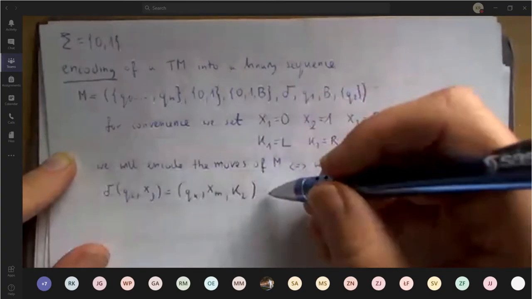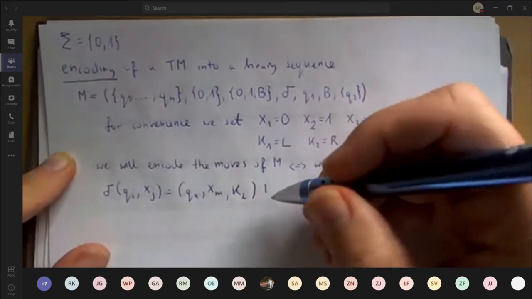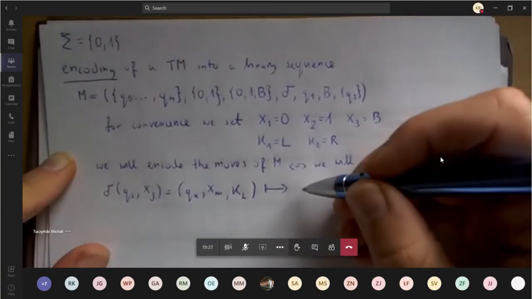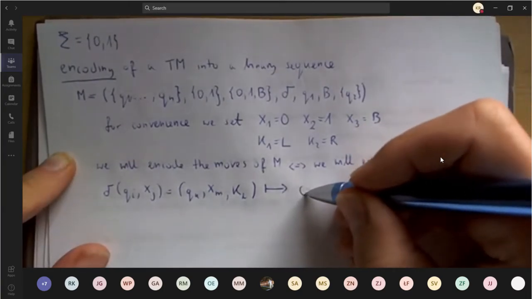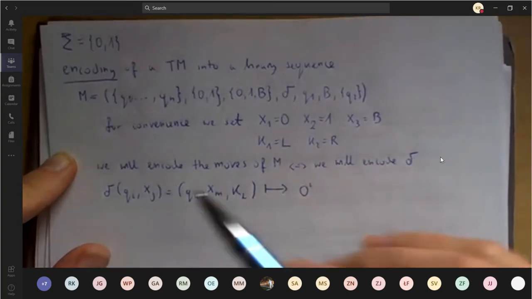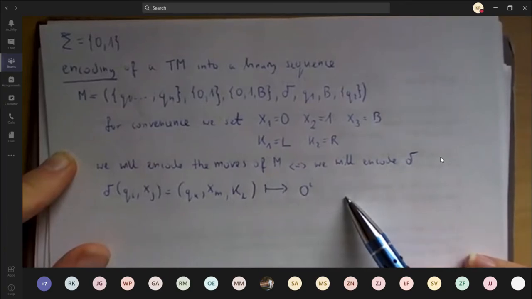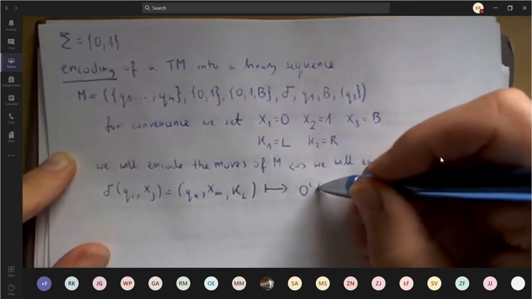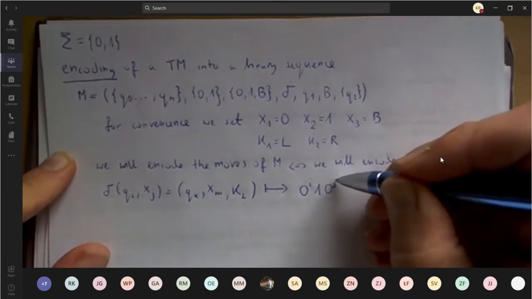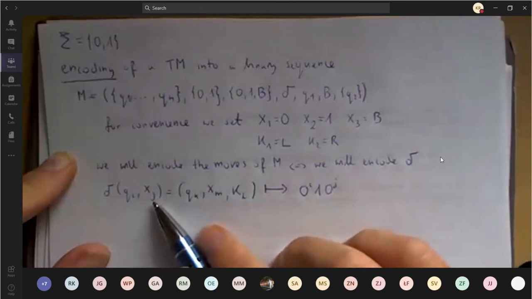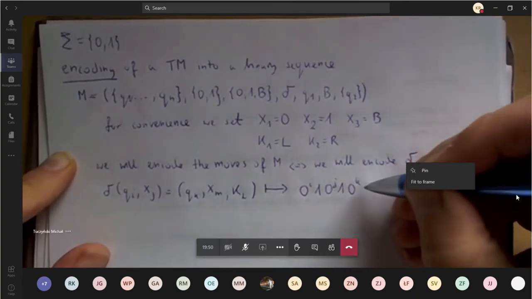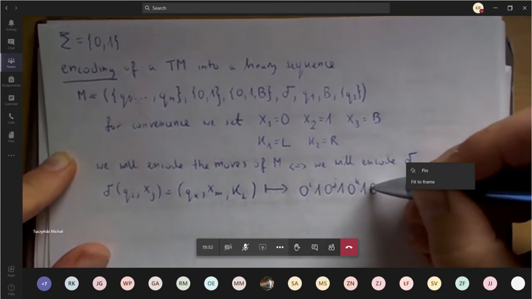Okay, so this value of the transition function will be encoded into 0 to the power of i. This is i, so i zeros. Then 1. Then 0 to the power of j, so j zeros. 1. k zeros. 1. m zeros.